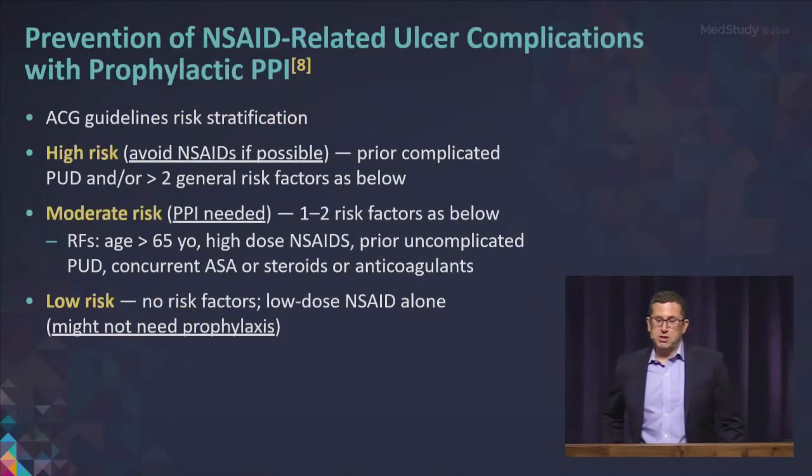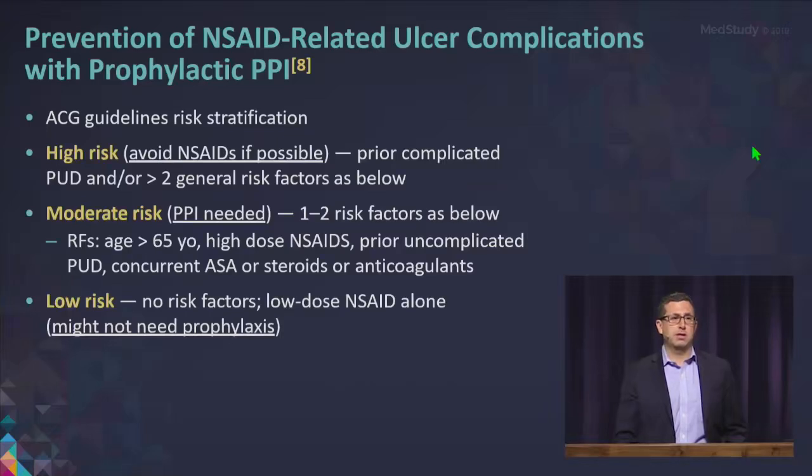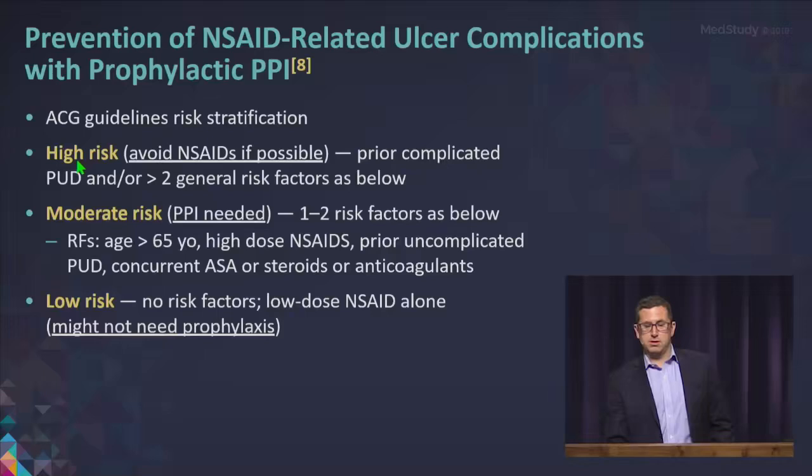Okay. Prevention of NSAID-related ulcer complications with prophylactic PPI. This was an important paper that came out in the American Journal of Gastroenterology a few years ago. A lot of people have patients on NSAIDs in their clinics, so you need to understand when you need to put a patient on a prophylactic PPI. So if the patient is considered high risk, meaning they have a history of prior complicated peptic ulcer disease or greater than 2 general risk factors below, so the risk factors would be age greater than 65, high doses of NSAIDs, prior uncomplicated ulcers, concurrent aspirin, steroids, or anticoagulants.